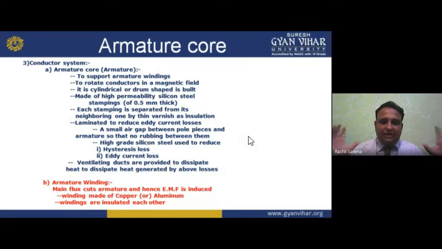The armature cuts the main flux that is generated by the field, as I told you earlier. So hence EMF is induced, by the Faraday law of electromagnetic induction. The winding is made up of copper or aluminum. Now the windings are insulated from each other with paper, mica or varnish. Three we can use. So they are insulated from each other. Now I hope you understand.